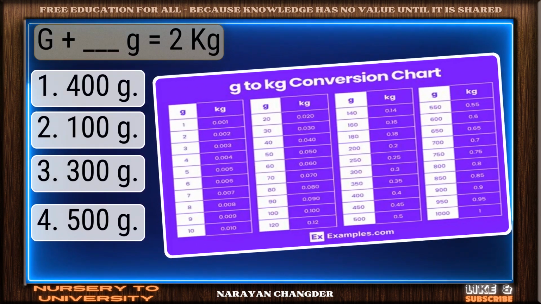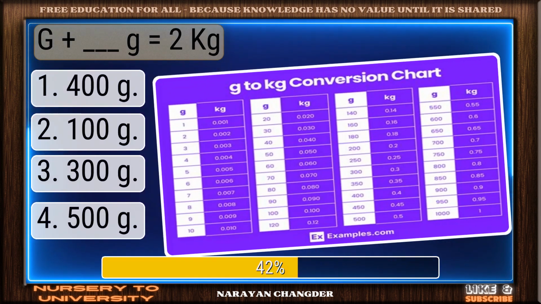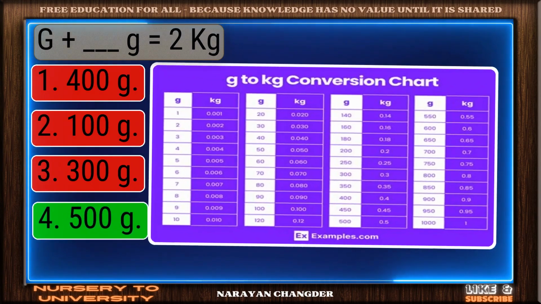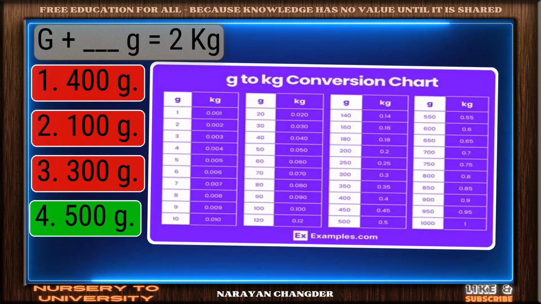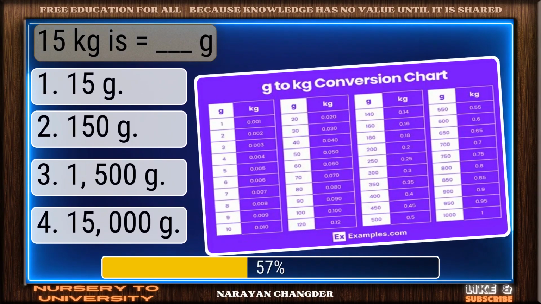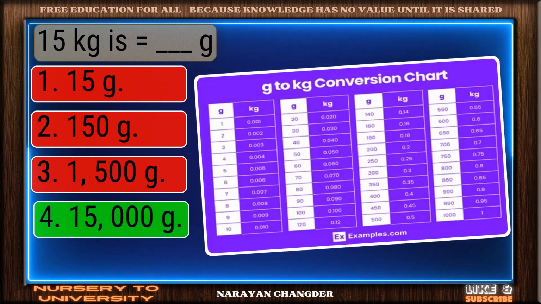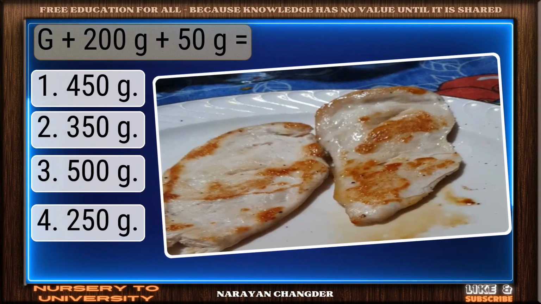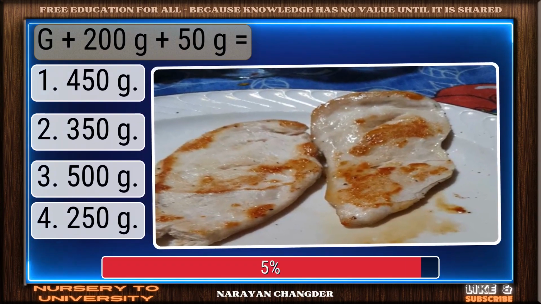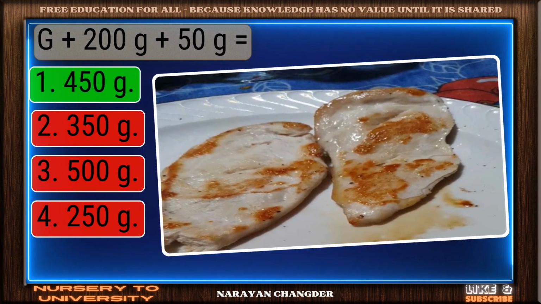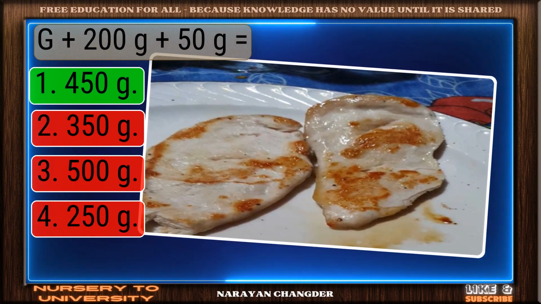G plus dash g equal to 2 kg. Exactly. 500g makes sense and it is right choice. 15k is equal to the say g. You chose 15,000 joule and it is correct. G plus 200 plus 50g equal to. You got it. Your choice 450g is right.